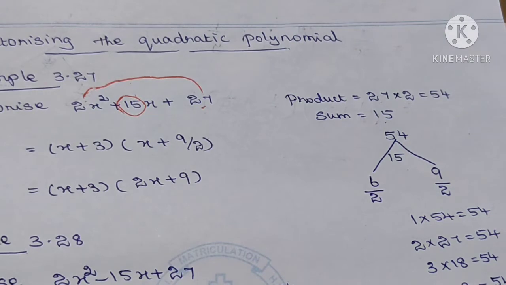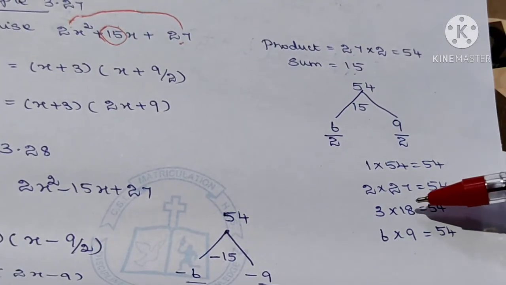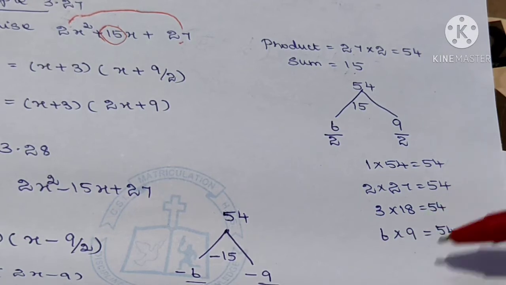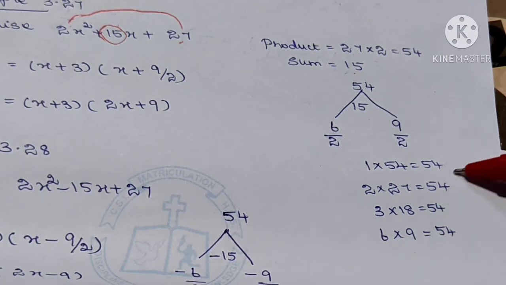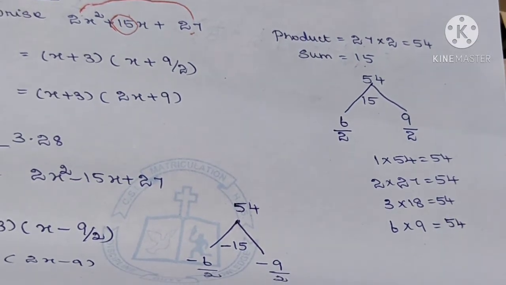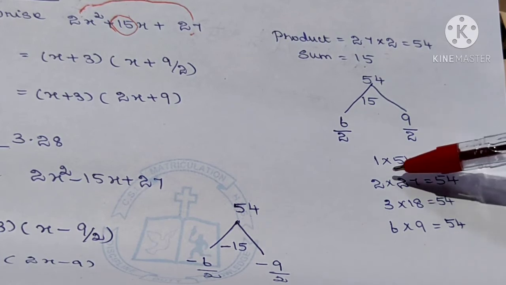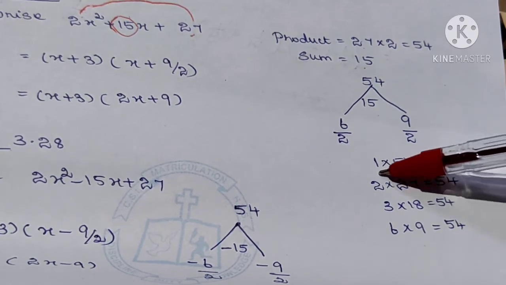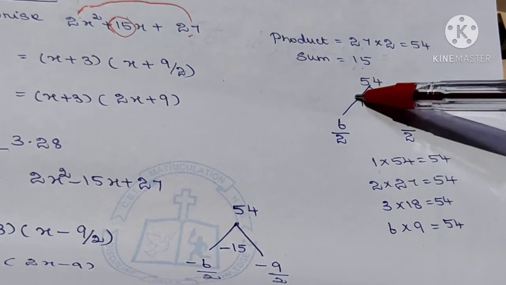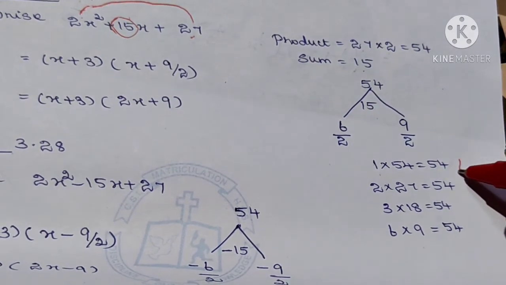We find those values first. So 1 into 54 is 54, 2 27s are 54, 3 into 18s are 54, 6 9s are 54. Okay, these 4 values. Select the possible product. Listen, the first product, 1 into 54 is 54. If you add these two numbers, we get 55. Subtract the numbers, we get 53. But our sum value is 15. So you don't take this product value.